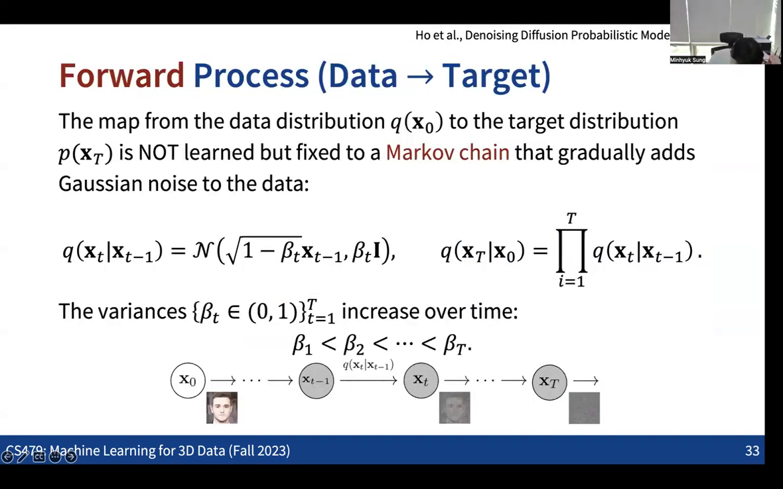So we're going to have both the forward and the reverse process. As I showed in the previous slides, the forward process is the process where we are perturbing each of the data in the data distribution in a way that we can transform the given data distribution into the target distribution. And this is not a learned process, but a fixed process. So we are making a Markov chain, adding Gaussian noise at each of these steps in a way that the output of the transformation becomes a unit Gaussian distribution.